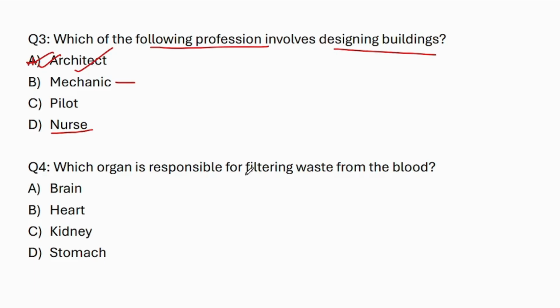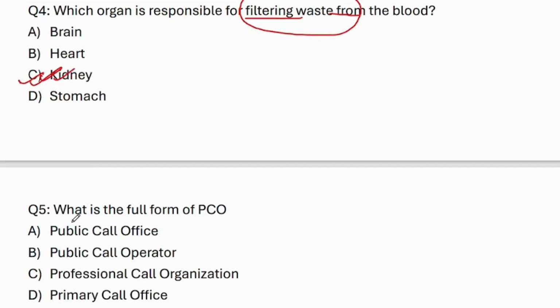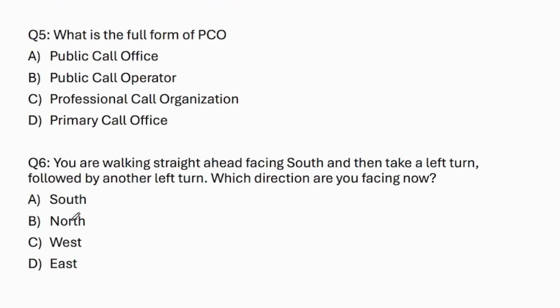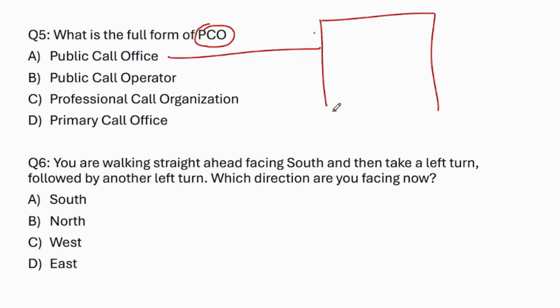Which organ is responsible for filtering waste from the blood? It's kidney, right? It helps in filtering out the waste from the blood. So, it's kidney. Moving on to the next question. What is the full form of PCO? It is public call office. It is a kind of booth where there will be a public telephone. You go there, you dial the number, and you make the call. So, the full form of PCO is public call office.